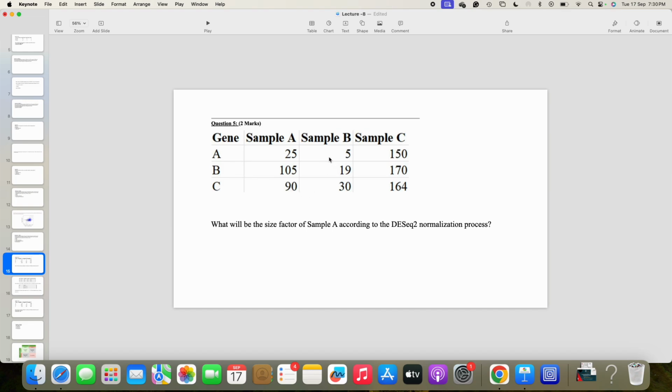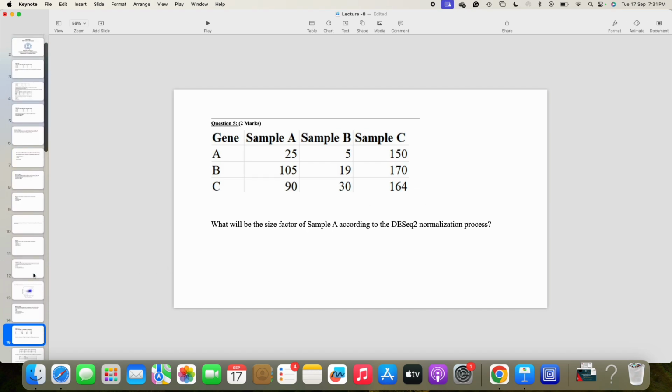Okay, so here we are given the read counts for different samples for different genes. The question asks: what will be the size factor of sample A according to the DE-seq2 normalization process? It is the extension of question number 2, where we found the pseudo reference sample. So it is the continuation of that question. Please try to answer this question.